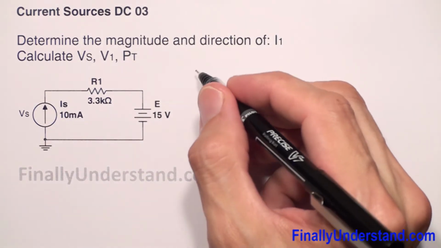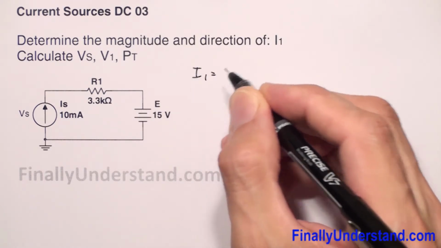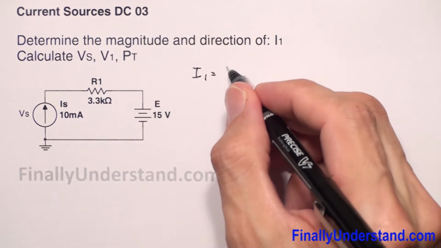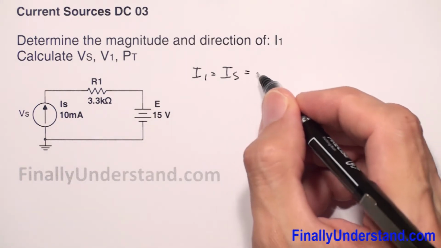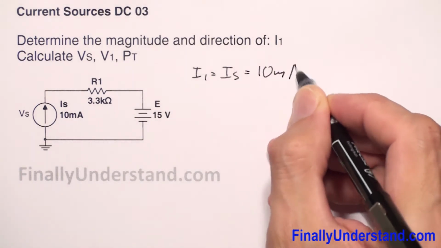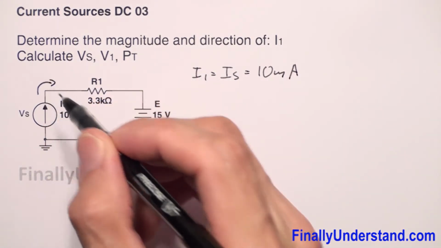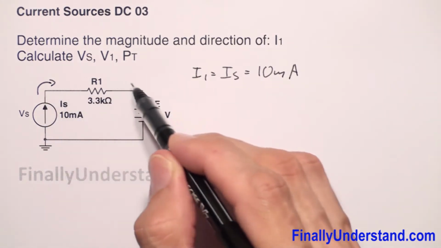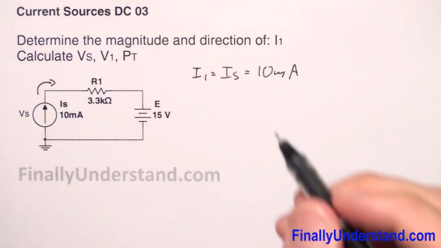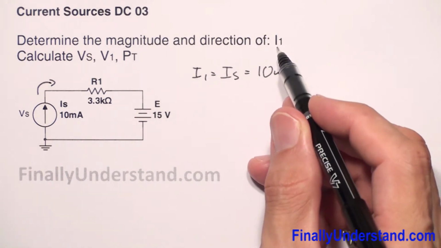So I have I1 is equal to IS. Okay, so this is equal to 10 milliamps, and the direction of the current is going to be this way. Okay, the current is going to go in this way. This is going to be the direction of my current. So this is my I1.